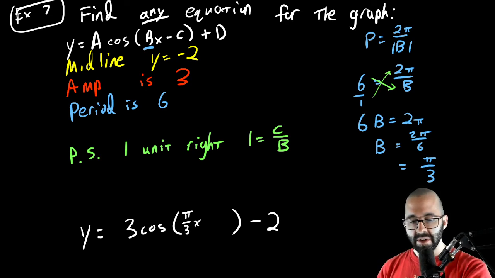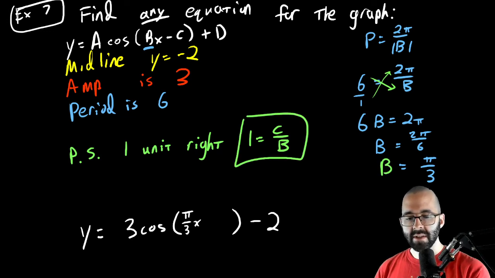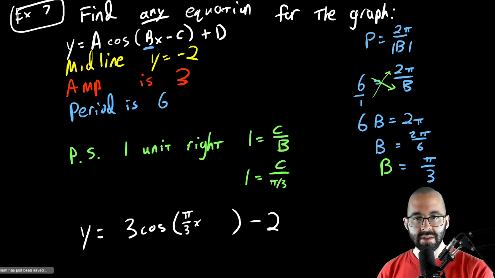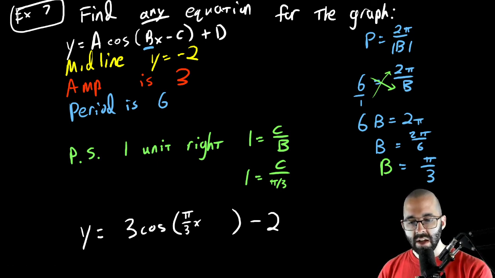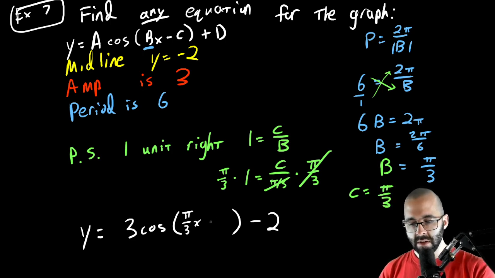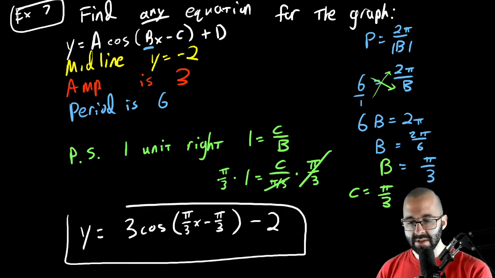And as soon as we know that b value is pi over 3, we can use that to find our phase shift. So 1 is equal to c divided by our b value of pi over 3. And we're going to have to solve this for c. One way to do that, right? We're dividing by pi over 3, so we can multiply both sides by pi over 3. Dividing by pi over 3, multiplying by pi over 3 is going to cancel. C is actually also pi over 3. And this is one way of expressing our answer.